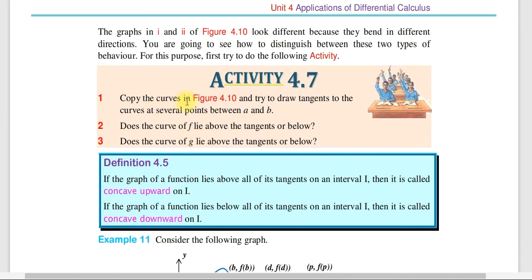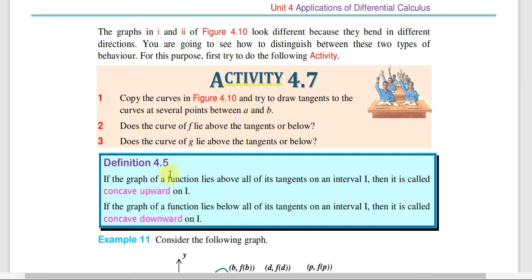For example, copy the curve in figure 4.10 and try to draw tangents to the curve at several points between a and b. Second, determine whether the curve of f lies above the tangent or below. Third, does the curve of g lie above the tangent or below? We do this by drawing tangent lines.